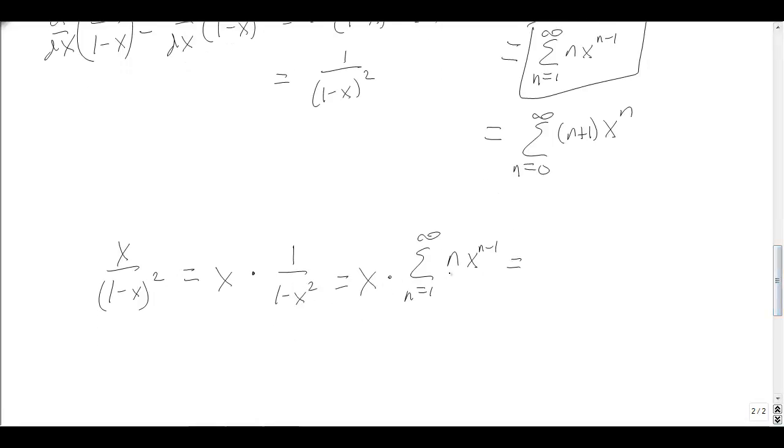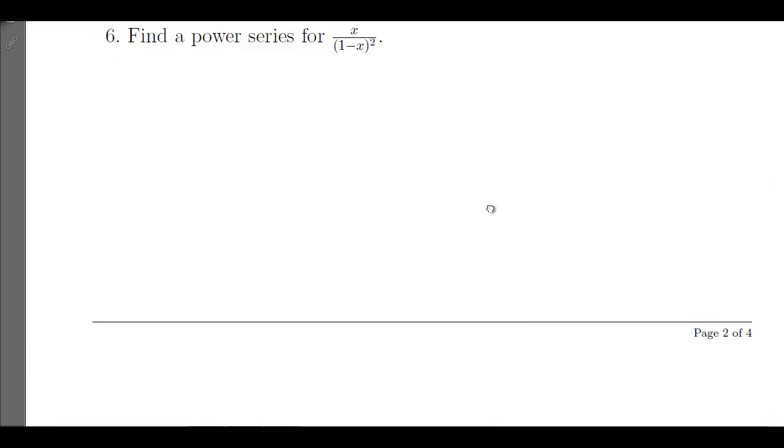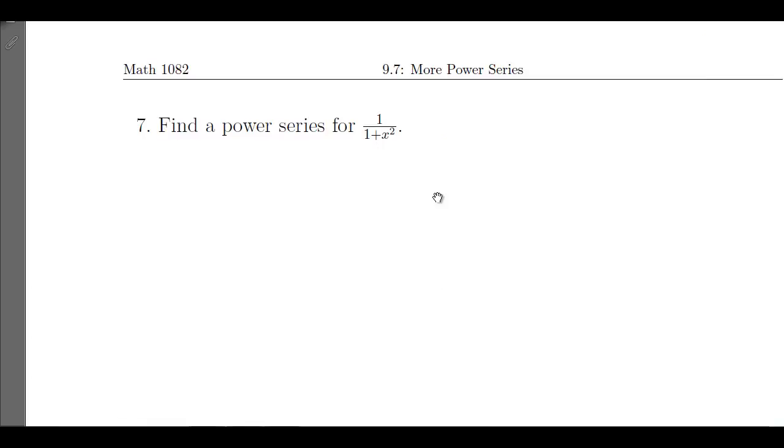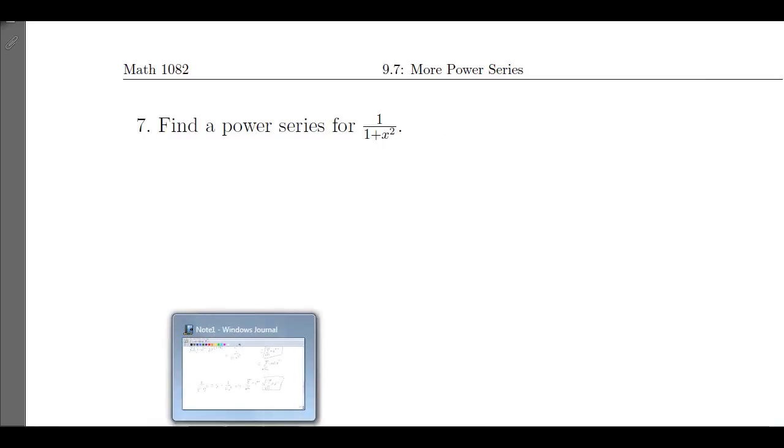And then I can just bring this x inside my summation, n equals 1 to infinity. x times x to the n minus 1 is just x to the n. So you get a nice quick series for x over 1 minus x squared. All right, 7. We're going to do a power series for 1 over 1 plus x squared.